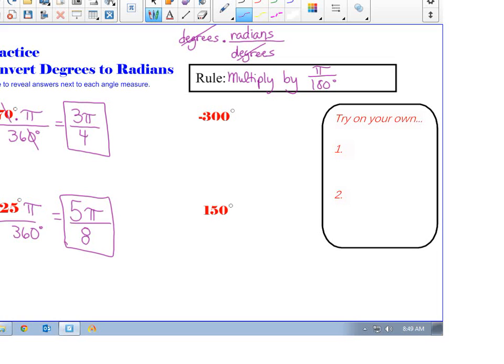Negative 300 degrees times pi over 180 degrees. You can see your degrees are canceling. I can divide by 10 in my head, and then you have a 30 and you have an 18. 6 goes into both of those. You should have negative 5 pi over 3.